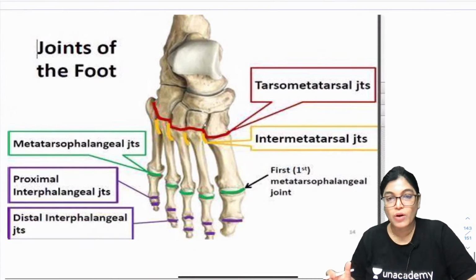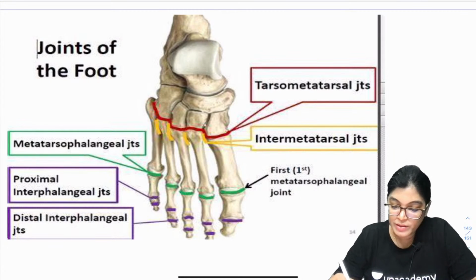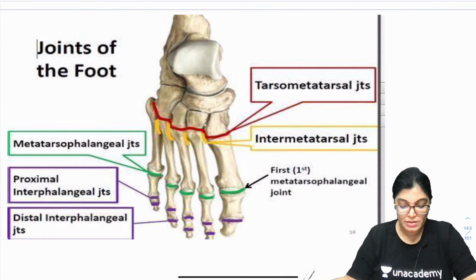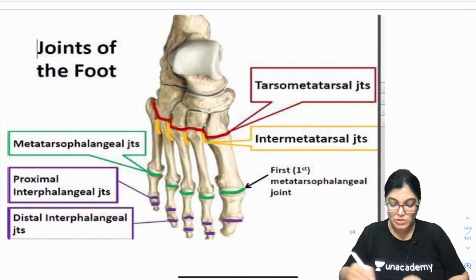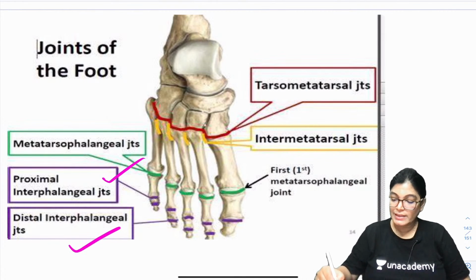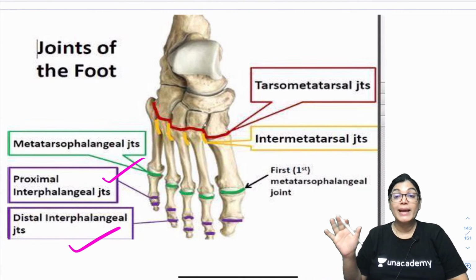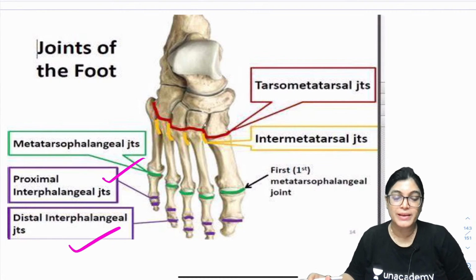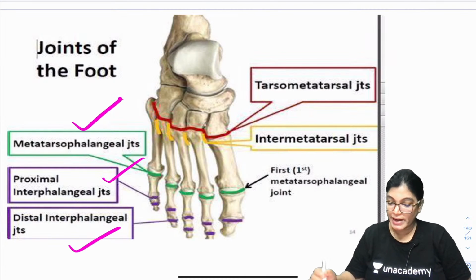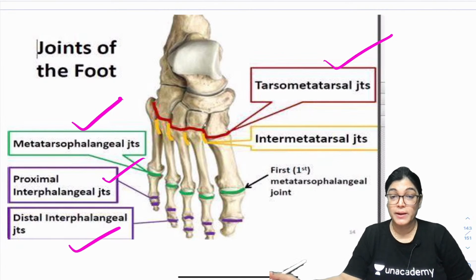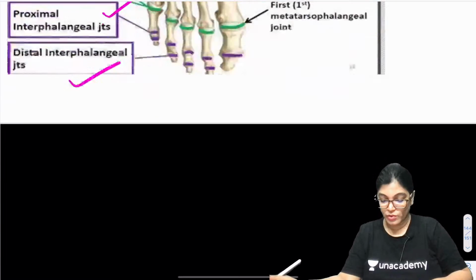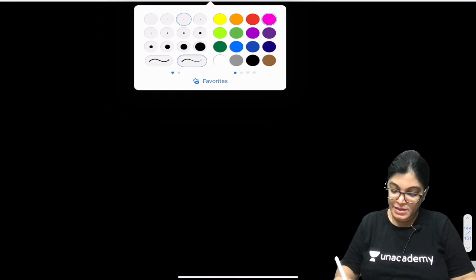Now, coming to the important joints which are basically asked. The important joint you should not miss out is interphalangeal joint. Interphalangeal joints are an example of hinge joint. If we talk about metatarsophalangeal joint, it is ellipsoid variety, and tarsometatarsal joint is a plain type of synovial joint. So, please write down this. Type of joint is important for you to know, which is commonly asked as an MCQ.